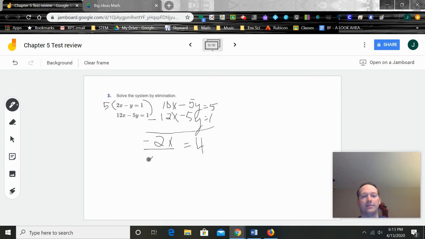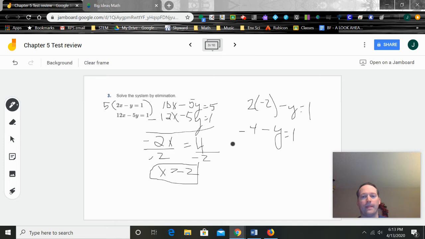So now what we're going to do is divide both sides by negative 2. And x equals negative 2, because 4 divided by negative 2 is negative 2. Now let's take negative 2 and substitute it in. I'll put it into the first one just because it's a little bit easier. So that's 2 times negative 2 minus y equals 1. So that's minus 4 minus y equals 1.